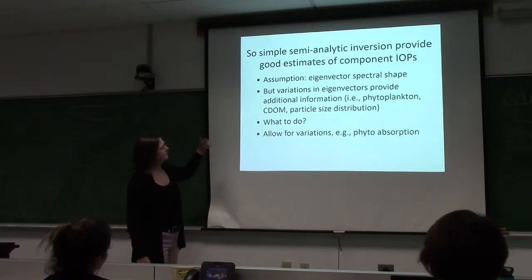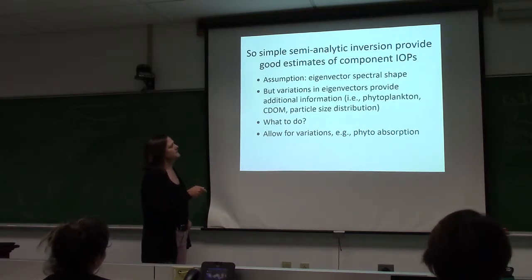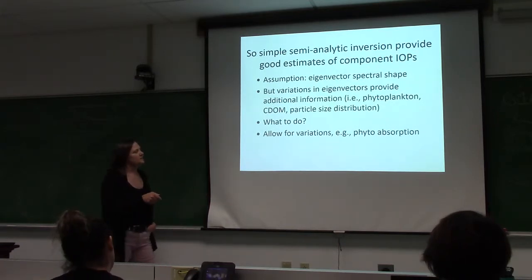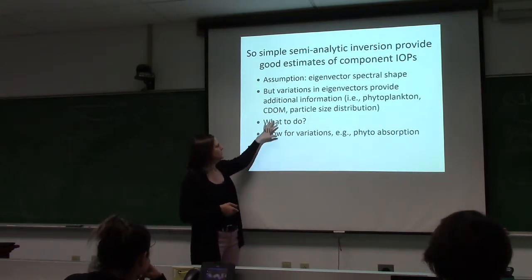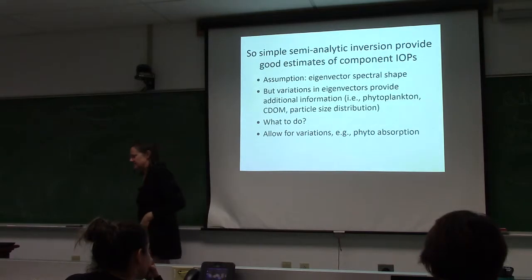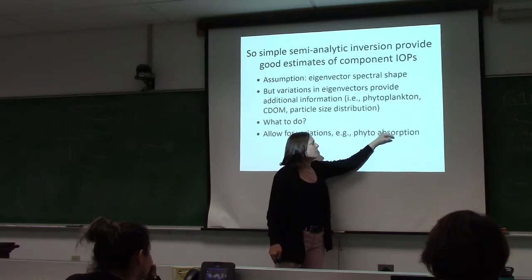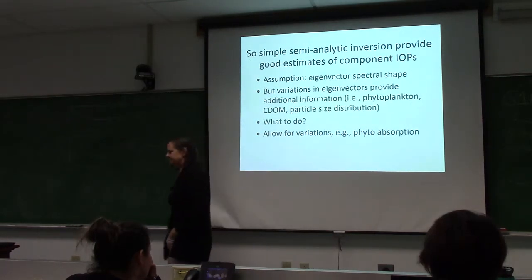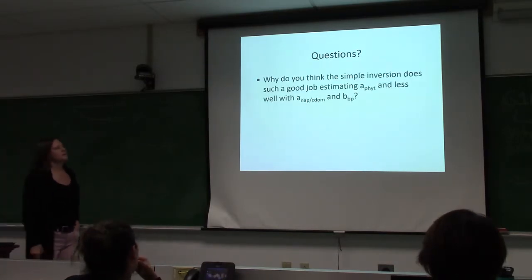So the big assumptions are the spectral shape of your eigenfunctions. But they provide you with a lot of additional information that you can maybe get from them in terms of which type of phytoplankton, what kind of CDOM, what's the slope, what's your particle size distribution. And so if you want more information on that, then maybe try to do a better job with the basis vectors. One of the things that I found would be really interesting is to try to get more information about the spectral variability.